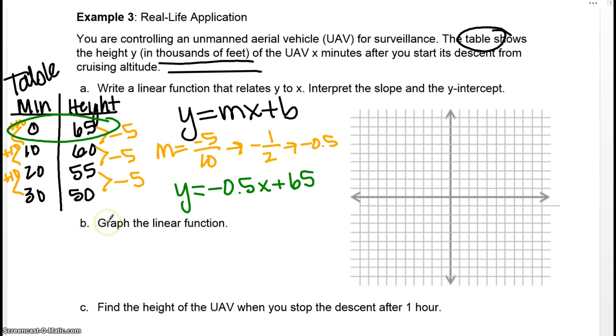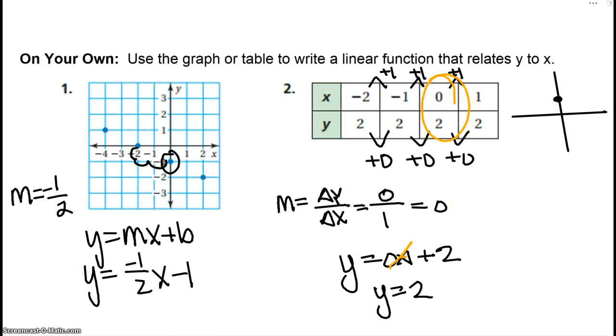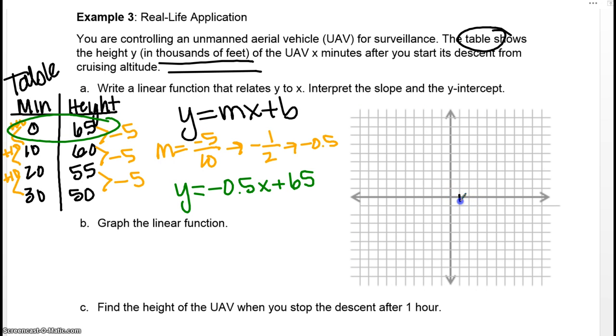Okay, now part B says to graph it. Remember, when you graph a function, if you're not counting by ones, you need to label and tell me that you're not counting by ones. So this one I'm going to go by tens. So this would be 10, 20. It's too small. Hold on.